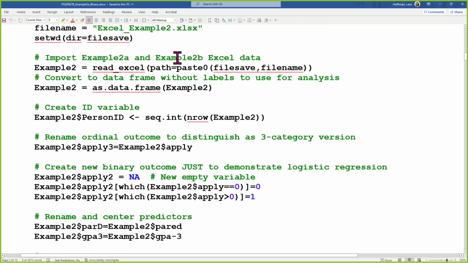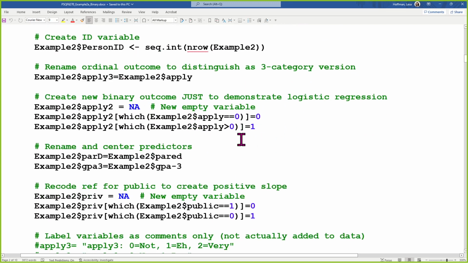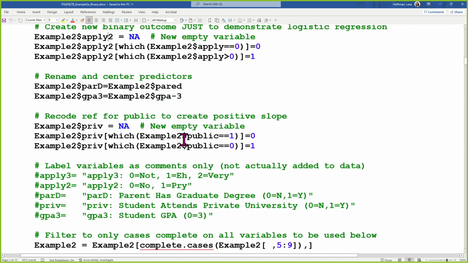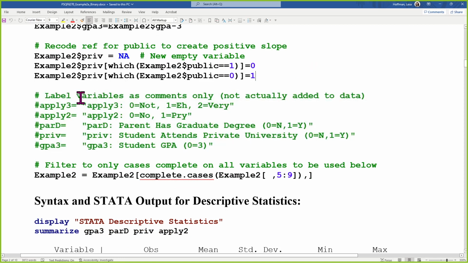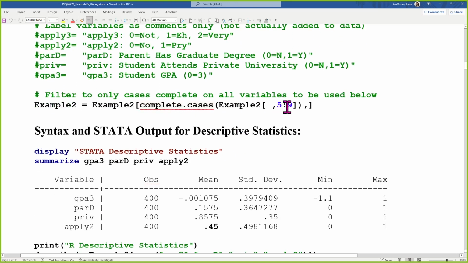So I'm reading in Excel data in R. I made an ID variable with this little function that I found online. Then I make the 3 version, the 2 version, center and rename my predictors, switch public to private. Here's the labels that are not in the data set, by the way. That's one thing that's weird about R to me, is that if you try to label your variables, sometimes it won't run analyses as a function of that. So I've gotten used to just putting the labels as comments. That way at least they're part of the syntax file. And then subsetting to just complete cases on the variables we're interested in.